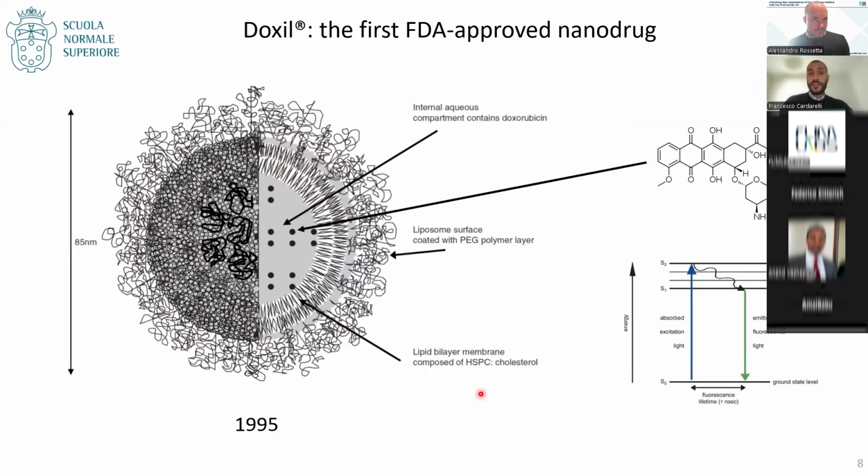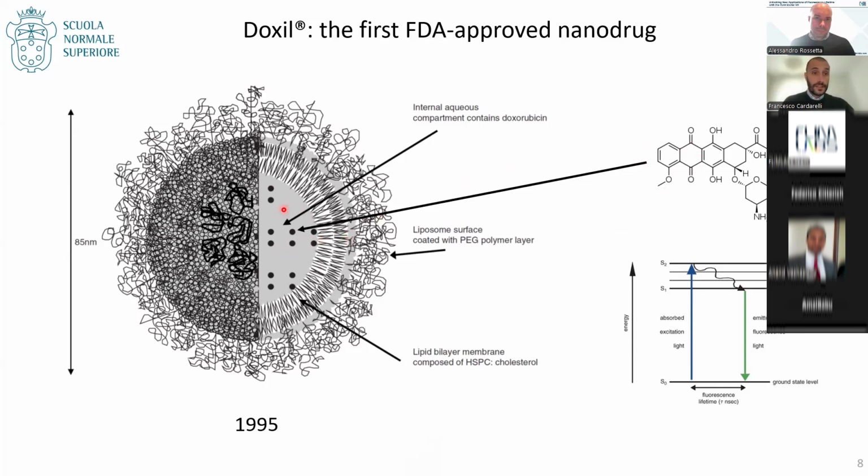The drug you see on the screen in black and white is one of the most famous in nanomedicine, Doxil, nano-encapsulated doxorubicin. This is a picture from the 1995 patent. At that time, doxorubicin was meant to be dispersed in the aqueous core of the nanomedicine. You see this wonderful nanosystem.